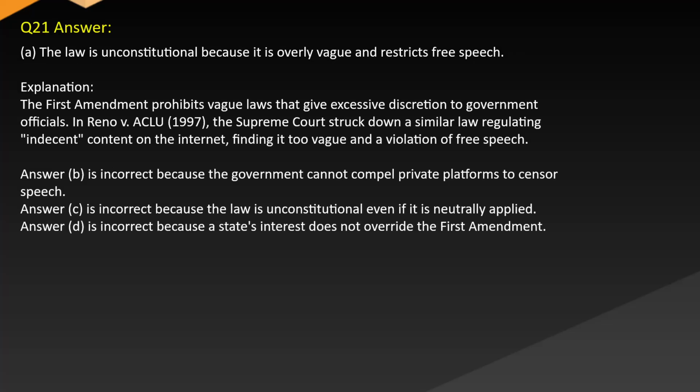Answer: A. The law is unconstitutional because it is overly vague and restricts free speech. Explanation: the First Amendment prohibits vague laws that give excessive discretion to government officials. In Reno v. ACLU, 1997, the Supreme Court struck down a similar law regulating indecent content on the internet, finding it too vague and a violation of free speech.